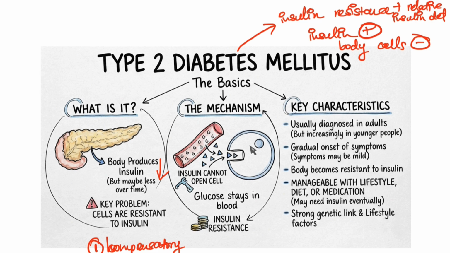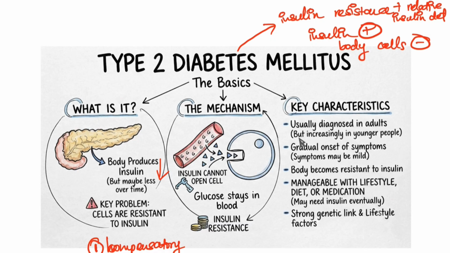The strongest risk factor for type 2 diabetes mellitus is obesity, specifically central obesity. Other important risk factors include advancing age, lack of physical activity, unhealthy dietary habits, and a family history of diabetes, also hypertension, dyslipidemia, and certain ethnic backgrounds. So let's look at the clinical features of type 2 diabetes.